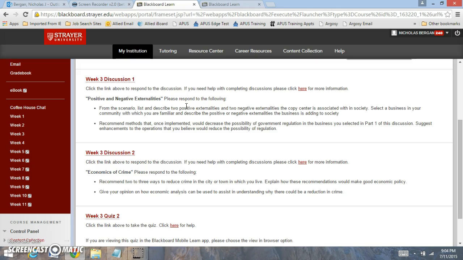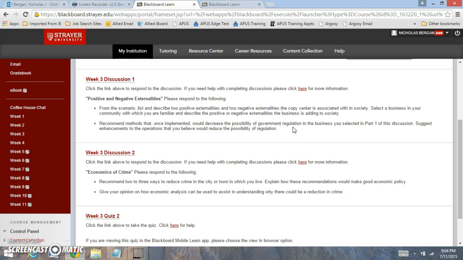Select a business in your community with which you are familiar and describe the positive or negative externalities that business is adding to society. For your answer, a negative externality is a cost to a third party. So pollution and smoking would be examples of negative externality. Positive externality would be healthcare, picking up trash, education, and vaccinations.